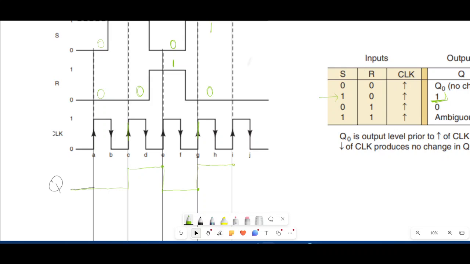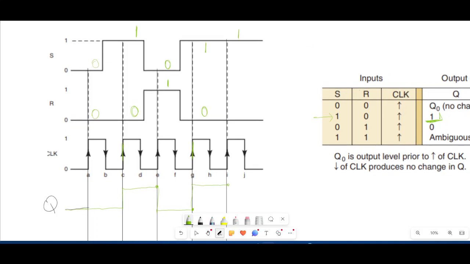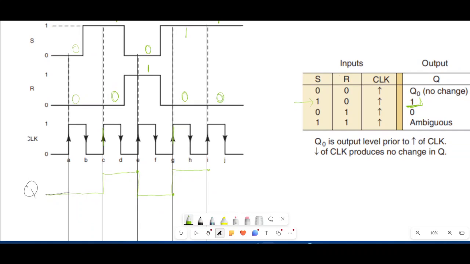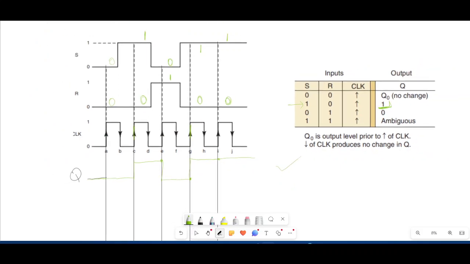At this point now, S is 1, R is 0. What do you see here? It means Q will still remain 1. And this is what we have for the output waveform. So thank you for listening, and I hope you understood. Today we just tackled the three types of SR flip-flops we have: NOR latch, NAND latch, and the clocked SR flip-flop. Thank you for listening.